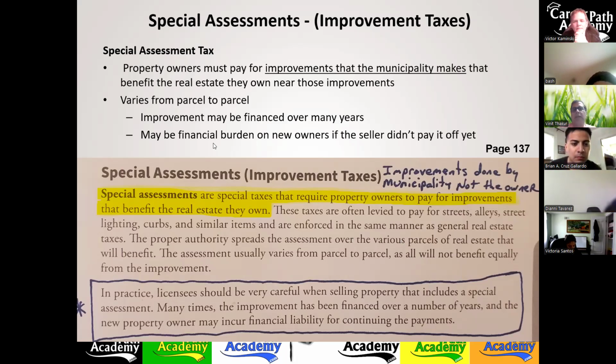Okay, so the special assessment tax, once again, this is improvements. This is a tax to pay for improvements the municipality wishes to make. And they're going to get that money by imposing a tax only on the properties in the area near that improvement that stand to benefit from it. Only those property owners are going to have to pay it, not everybody in town. And once it's paid off, then that one-time tax that was imposed goes away.